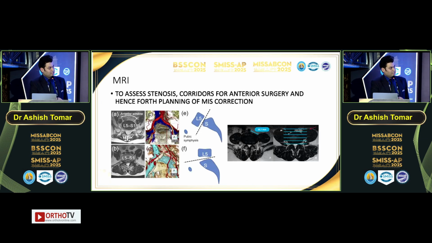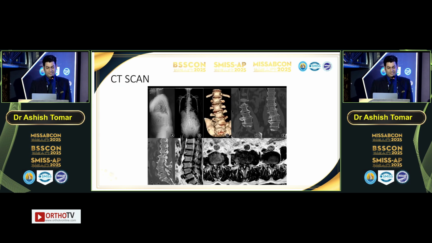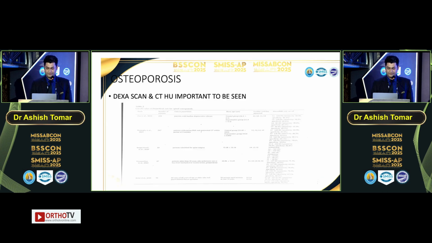MRI, as we were discussing, you need it for the corridor. This is for ALIF or OLIF at L5-S1, this is the corridor for the anterior surgery. You need to know about it. CT scan, as we were discussing, this is the osteophyte. So you need to know how it is fused or not, whether it is going to open up or not. When you are planning anterior surgery, you need to know all these things.